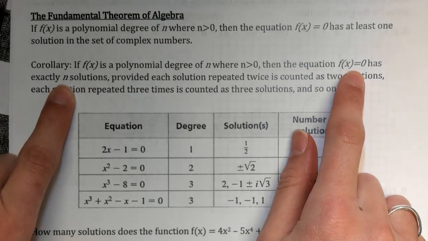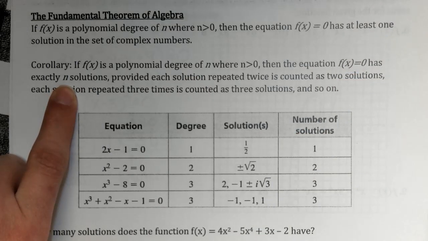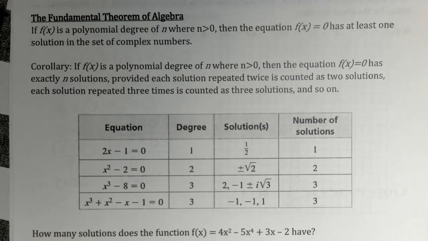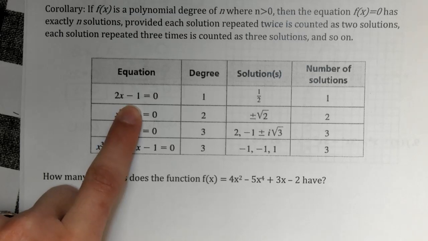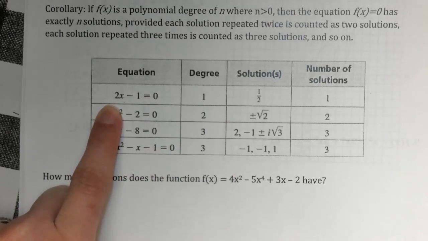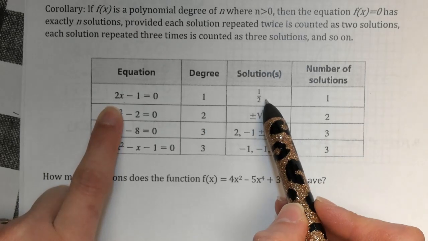So basically what I told you earlier, you should have the degree of the polynomial, that is the number of solutions you have. That's the number of zeros you have. So if I have x to the 5th, I have 5 zeros. If I have x to the 20th, I have 20 zeros. Now they aren't necessarily all going to be real. So if I have 2x minus 1 equals 0, that's a linear equation. My degree is 1. I have one solution. I would have one x-intercept, which is 1/2.